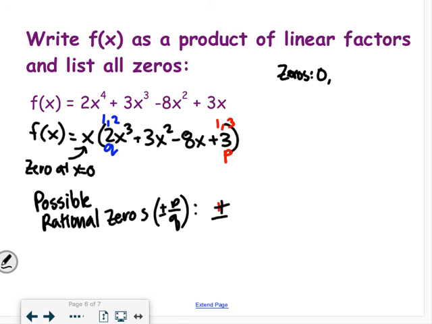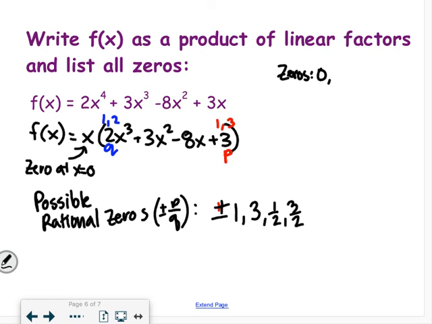So I'm going to first take 1 and 3 and put them over 1. Well, that would be 1 over 1 and 3 over 1, which is 1 and 3. And then I go back and I take my p's again, 1 and 3, and I'm going to put them over my other factor of my leading coefficient, which is 2. If it reduces to be a number that's already on my list, I don't write it twice. But if it reduces and makes a new value, then I'll put it on my list. So 1 over 2 is new, and 3 over 2 is new.